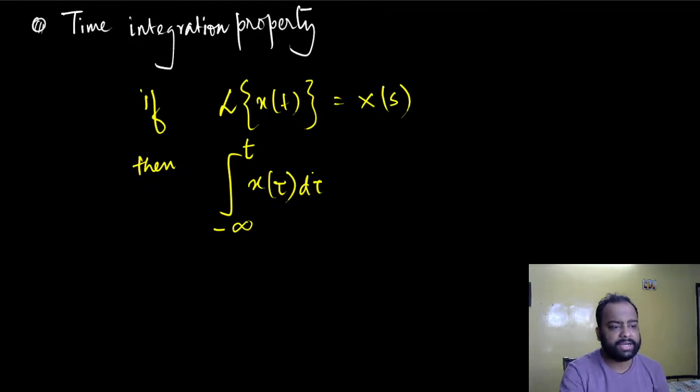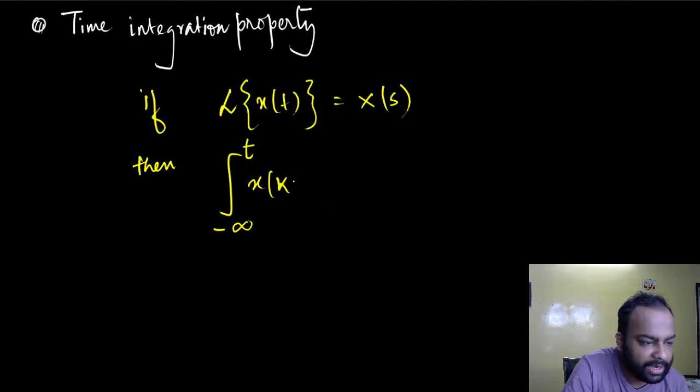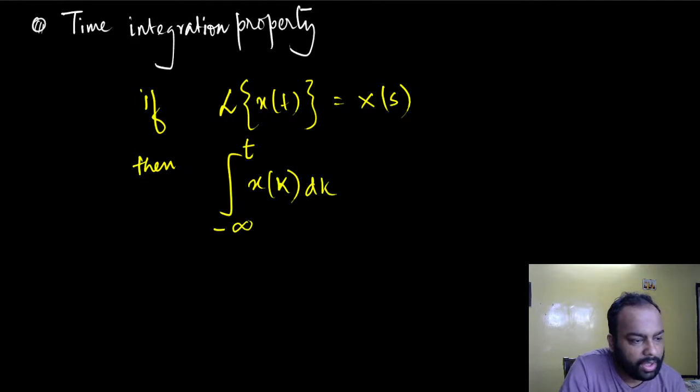The same point stands. Essentially, you are integrating this function. You could write t, k, whatever. So you are going to integrate this signal and put the upper limit as t and the lower limit as negative infinity. So let me just write x(t).